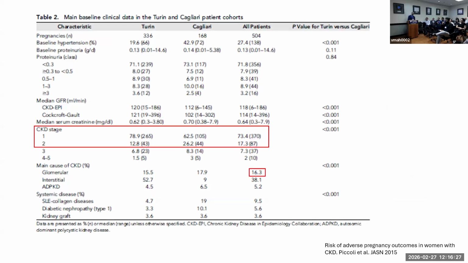Just to look at the characteristics of the patients in this study, most of these patients were mild, so CKD stage 1 or 2, and only 16% of them had glomerular diseases. So this is very much general chronic kidney disease patients.